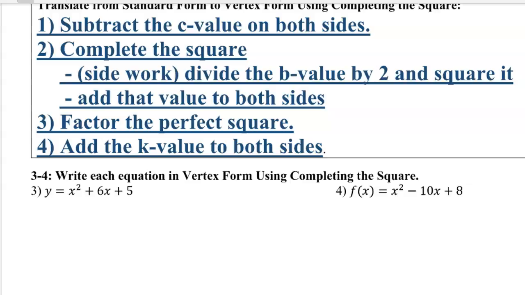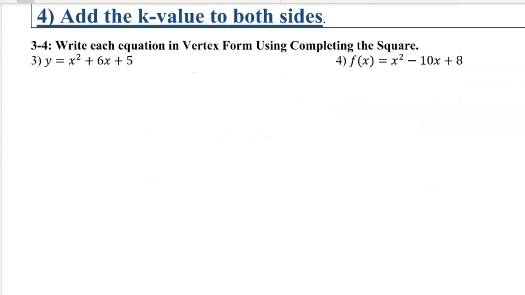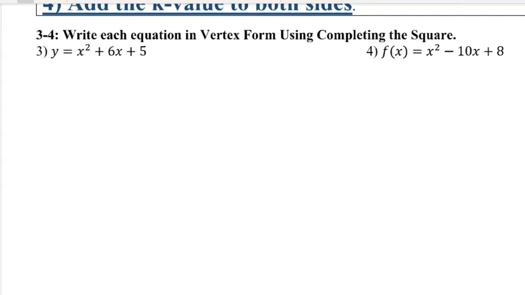Step number 3, factor the perfect square. And step number 4, add the k value to both sides. Okay, so for this one, we are going to follow those steps, and then I'll show you another way as well, okay? Examples 3 and 4, write each equation in vertex form using completing the square.